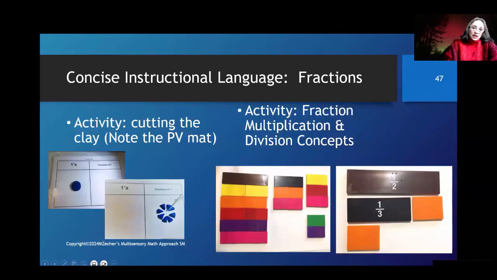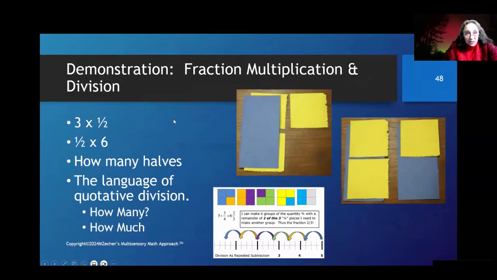So using concrete representations is really going to help our students. And using specific language: 3 groups of 1/2 is going to be 3/2. 1/2 of 6 is going to be 3. The language of math and fractions is critical.